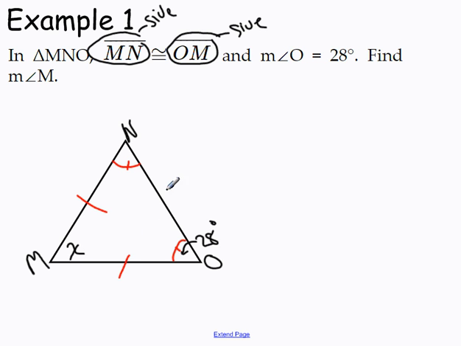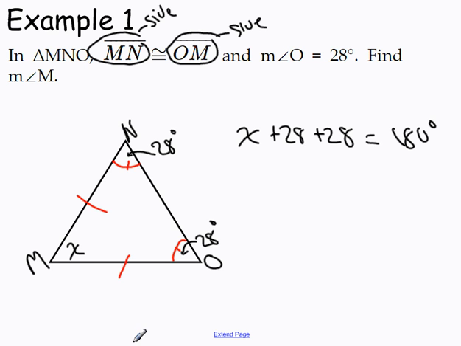Well, since I know that angle N is equal to angle O, I can also say that this is 28 degrees. And I can make an equation because I know that they still have to add up to 180, right? It's still a triangle. Doesn't matter if it's isosceles or not. So I could say x plus 28 plus 28 equals 180. And then just go ahead and solve for x.